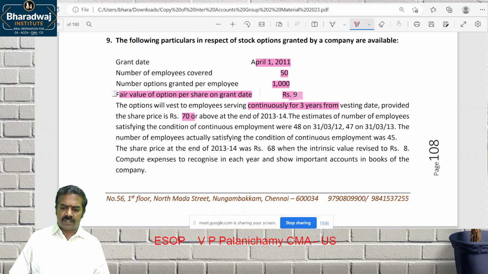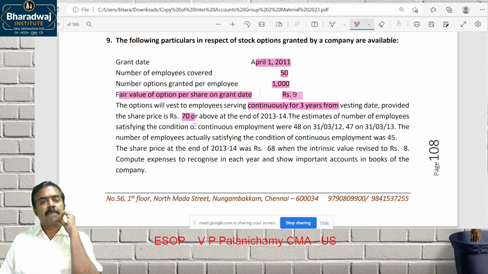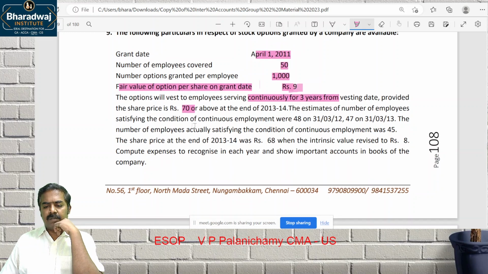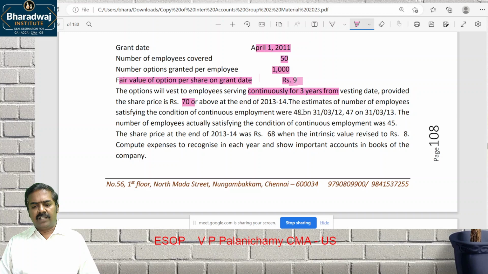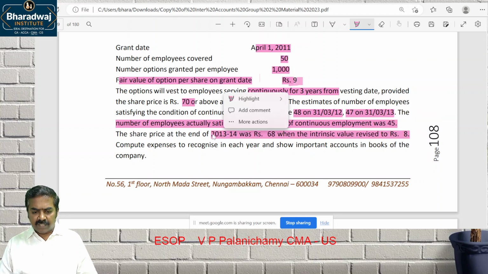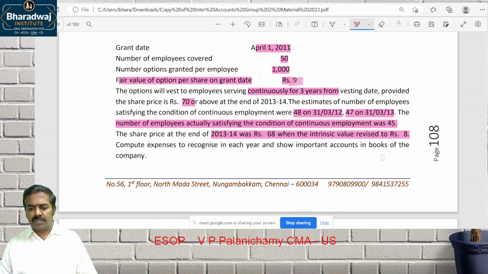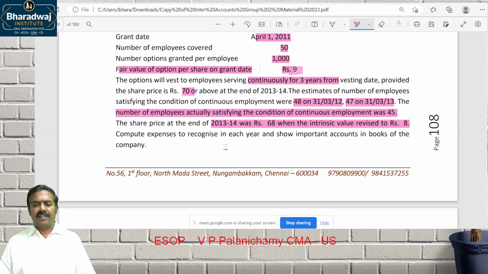If the share price is 70, the fair value of the option is 9. Estimated number of employees are given. At the end of the first year, only 48, then 47 employees. The number of employees actually satisfying the condition at the end of the third year is only 45. Share price was 68 when intrinsic value is 8. Wait, this happens in 2013-14. Journal entry is simple.